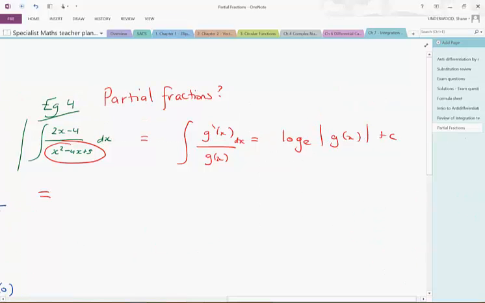So this is a very straightforward example of log to the base e of x squared minus 4x plus 5. I'm going to stop there and we'll do some more exam questions in the next video.